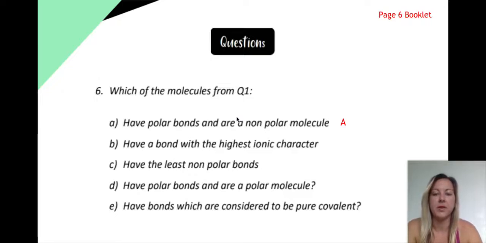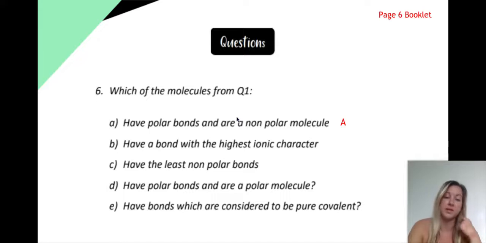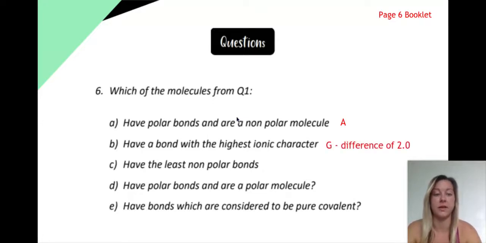A bond with the highest ionic character. So if we're looking for something with the highest ionic character, we are looking for a bond with the greatest difference in electronegativity. Remember, think back to the bonding continuum where we have pure or non-polar covalent from 0 to 0.4, and then we have polar covalent from 0.5 to 1.9, and anything over 2 or over is ionic. So that's going to be that example we looked at, which is G, because there is 2 of a difference in electronegativity.